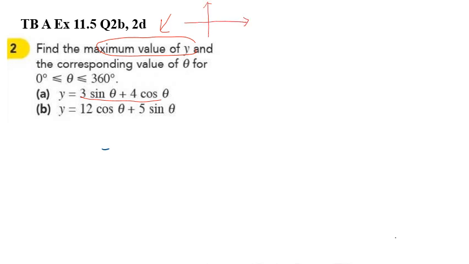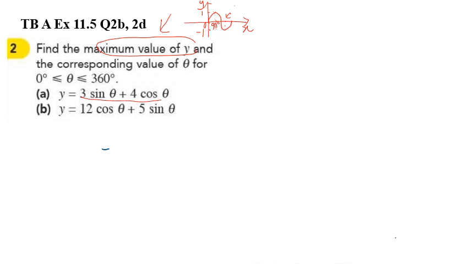Let's take a look at the sine curve first. This is how the sine curve looks like. The maximum y value will be 1, the minimum y value will be -1, and the maximum y value of 1 happens when the angle is 90.